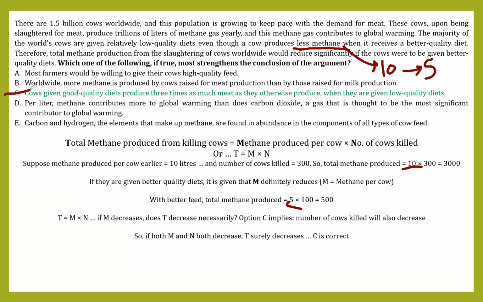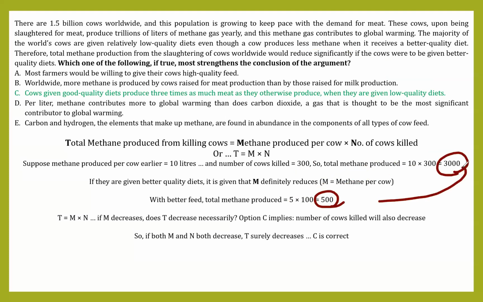If I look at option C, this says each cow that is given a better quality diet gives 3 times the meat. So earlier, if we had to kill 300 cows for that amount of meat, now we will have to kill only 100 cows. So earlier, the amount of methane produced would have been 10 into 300, that is 3000. Now, because the number of cows killed will become 1/3, and the amount of methane per cow will become 1/2, the value will be 500. So total was 3000. It has become 500. So option C is the only answer that is a numerical answer.